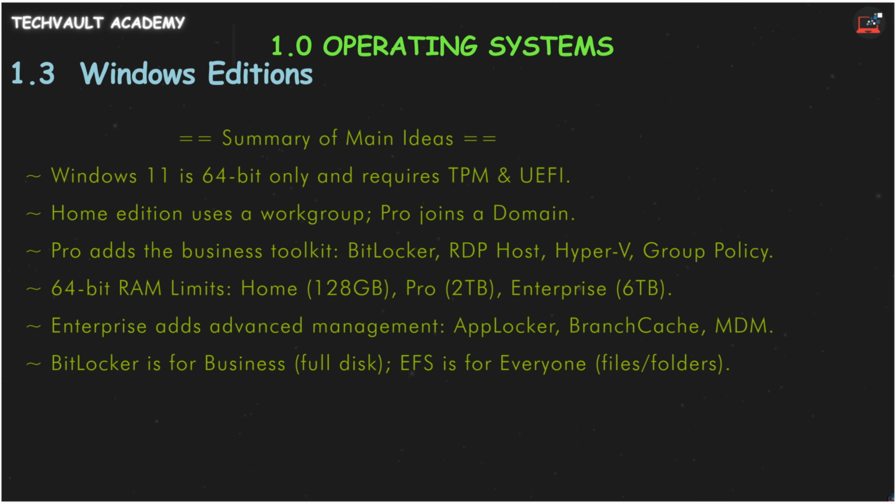Remember the 64-bit RAM limits. Home is 128 GB, Pro is 2 TB, and Enterprise is 6 TB. Enterprise adds advanced controls like AppLocker, branch cache, and MDM. And finally, BitLocker encrypts the full disk for business, while EFS encrypts individual files for everyone.